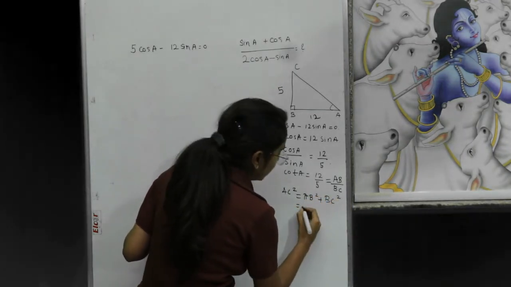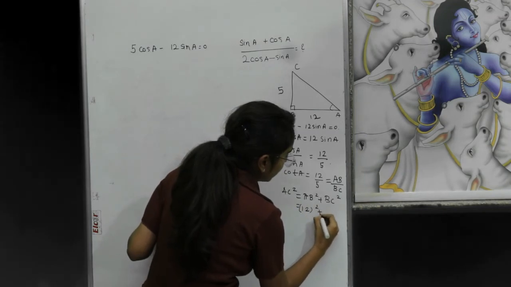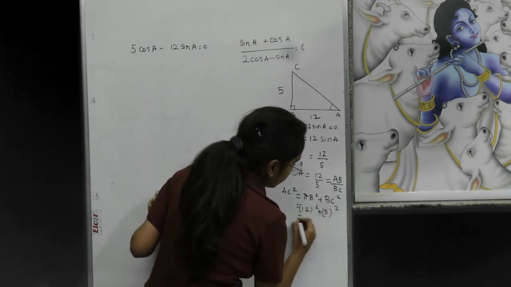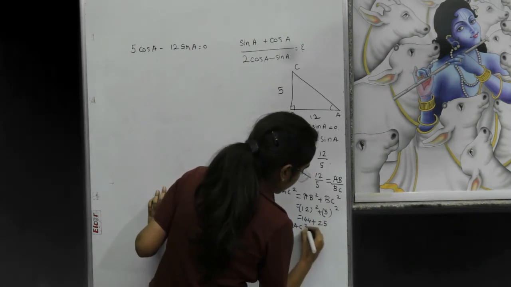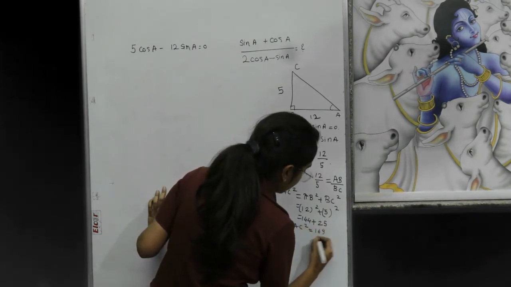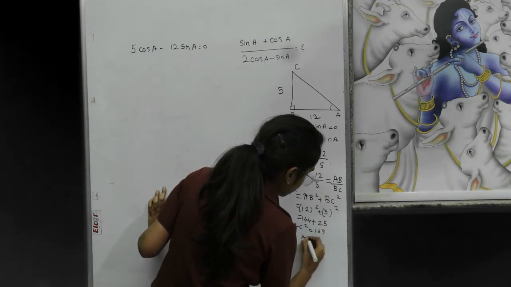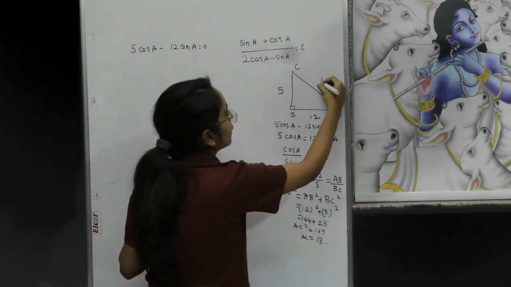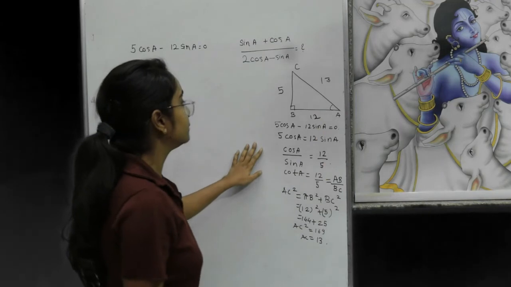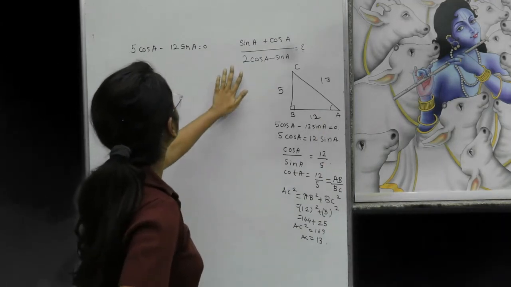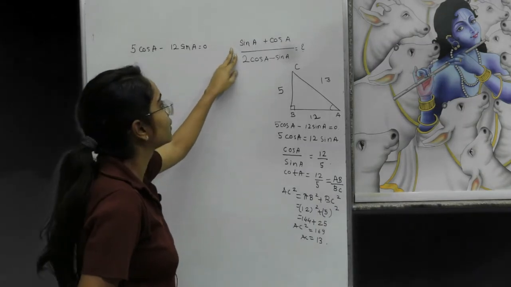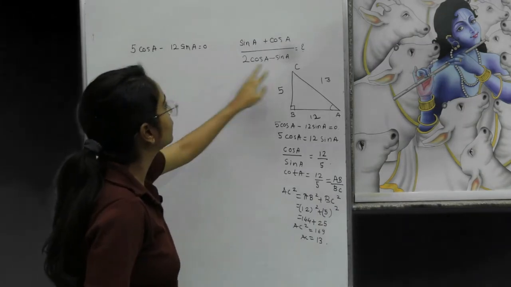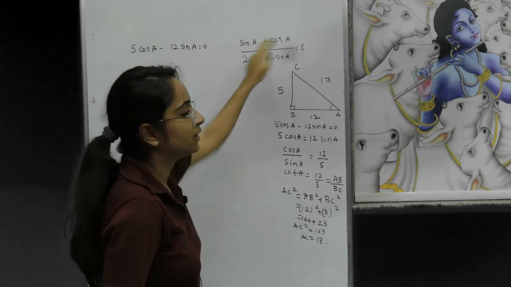So here we will get the value of AC square, which is nothing but 169, so AC comes to be 13. Thus we know all the sides now. Now we will solve the expression. For solving it we need to know the value of sin A and cos A.